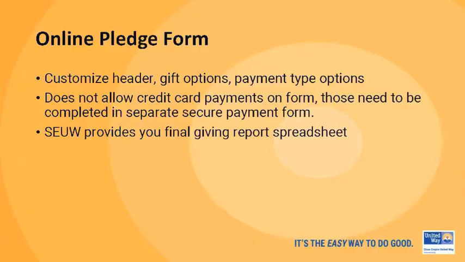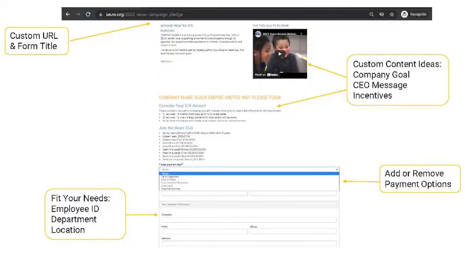The second one is the online pledge form. The thing that sets this one apart is that you can have a long list of ways to pay, whether it's direct bill, payroll deduction, credit card, whatever payment forms your company wants to offer employees, you can have on this form. The thing that makes it different from the previous form is that you cannot complete your credit card pledge right on this form. So if someone chooses credit card as a way to pay, it'll basically reroute them to a secure page to make that credit card donation. So just one more step if they do choose credit card donation.